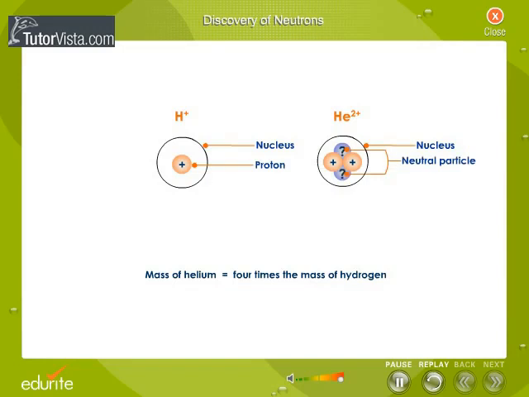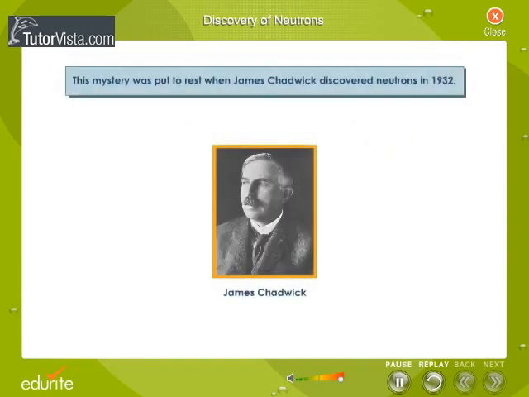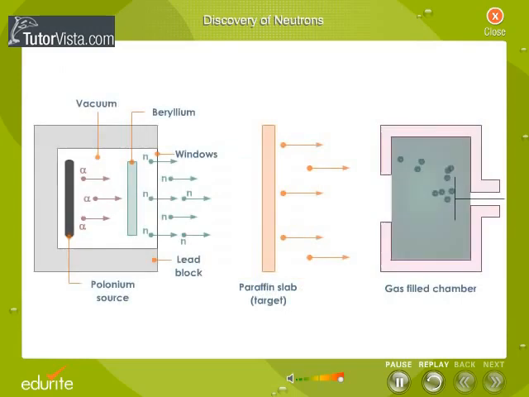This suggests that there is some other type of neutral particle present inside the nucleus along with the protons. This mystery was put to rest when James Chadwick discovered neutrons in 1932. Let us now understand the experiment performed by Chadwick with the help of a flowchart.